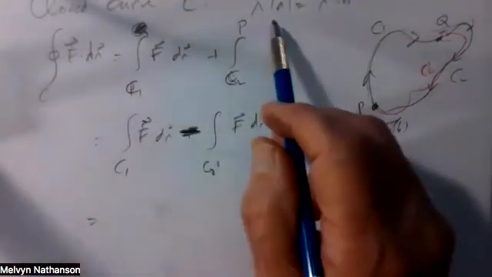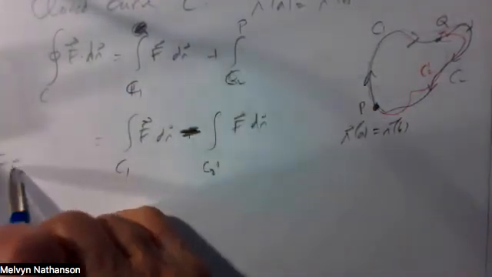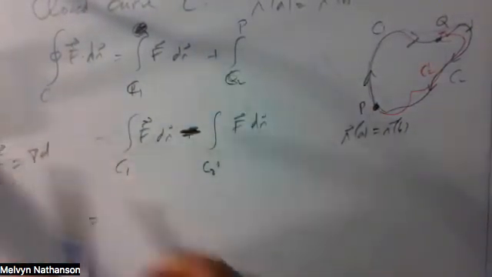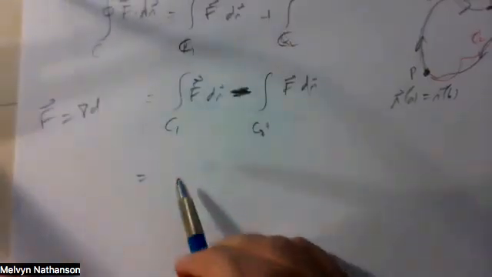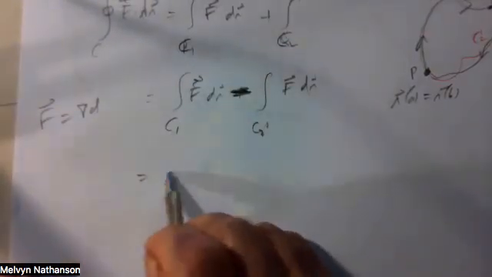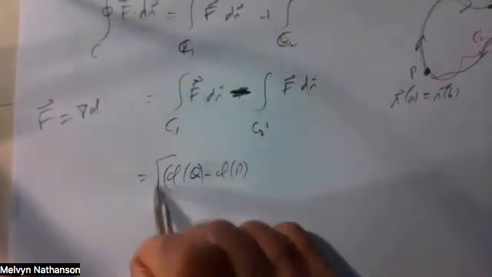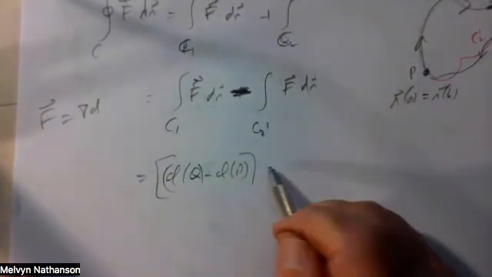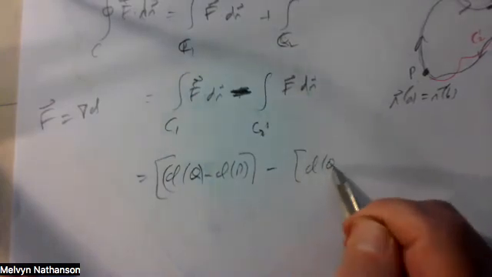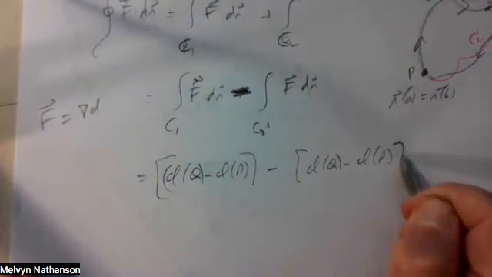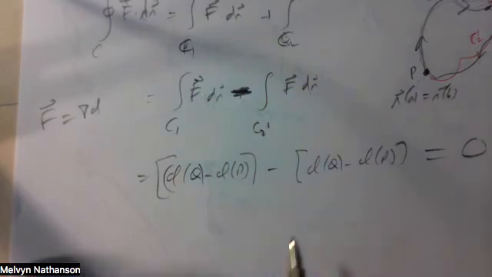If F is a conservative vector field, if F has a potential function, this first integral is phi of Q minus phi of P. But the second integral is the same. It's also phi of Q minus phi of P. And when you subtract, you get 0.